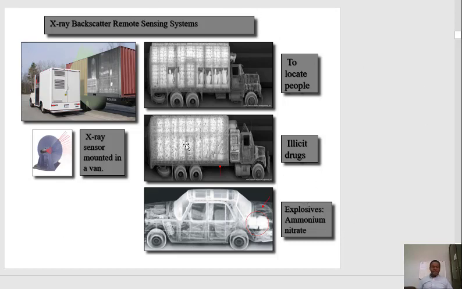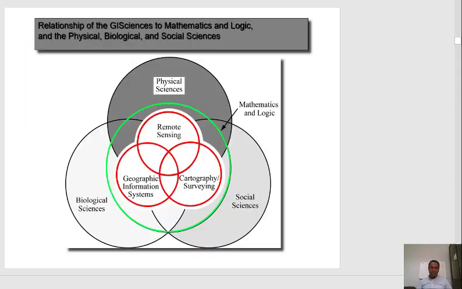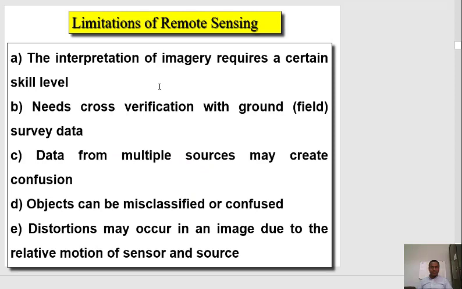There is a relationship between remote sensing and other geosciences, to mathematics, to GIS, to cartography, to social science, to physical science, to biological science. Remote sensing has this position. And regarding the limitations of remote sensing, we don't want to oversell its advantages. We have to tell you the limitations of remote sensing.